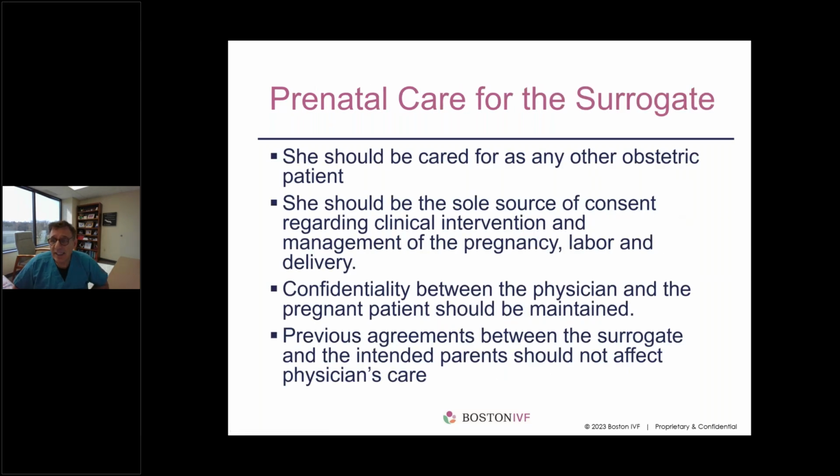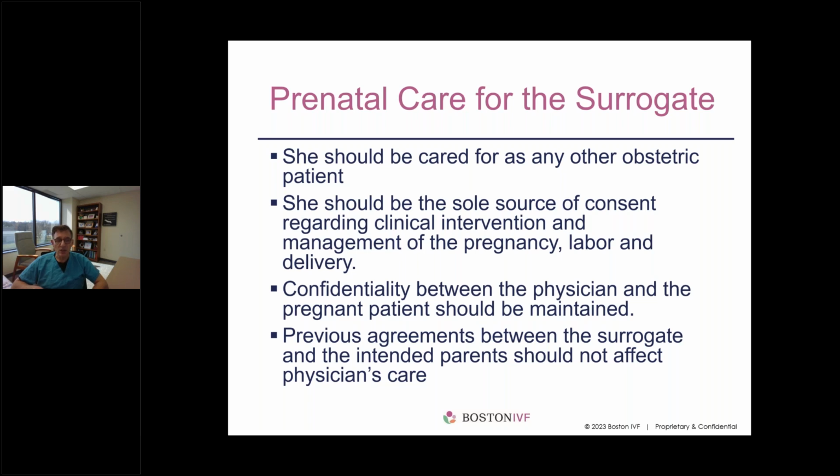The prenatal care of the surrogate, she should be cared for as any other obstetric patient, and she should be the only person that will give consent for any intervention, management of the pregnancy, labor, and delivery. In other words, the intended mother is not going to come and say, hey, I want you to deliver by C-section at 38 weeks. She has nothing to do with that. The OBGYN, the surrogate is her patient, irrespective of where the baby is going after delivery. And the patient should be the only one giving consent to anything that's going to be done during this pregnancy.